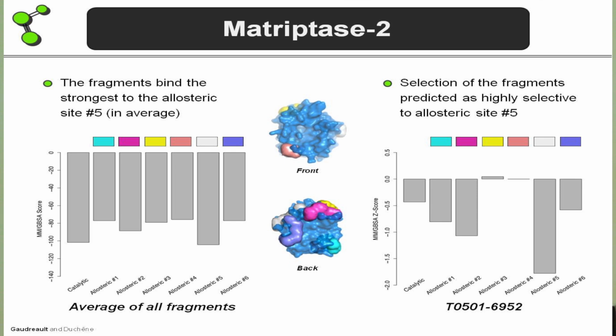And here's the average MMGBSA score for all fragments. The lower the score is, the stronger the fragments bind to that pocket. We observe that the preferred binding site is the allosteric site number 5, shown in white here. Here's a similar plot to the one on the left, but for an individual fragment. For the remaining steps, we only selected the fragments that we predicted as being highly selective to our allosteric site of interest, and not elsewhere on the protein.